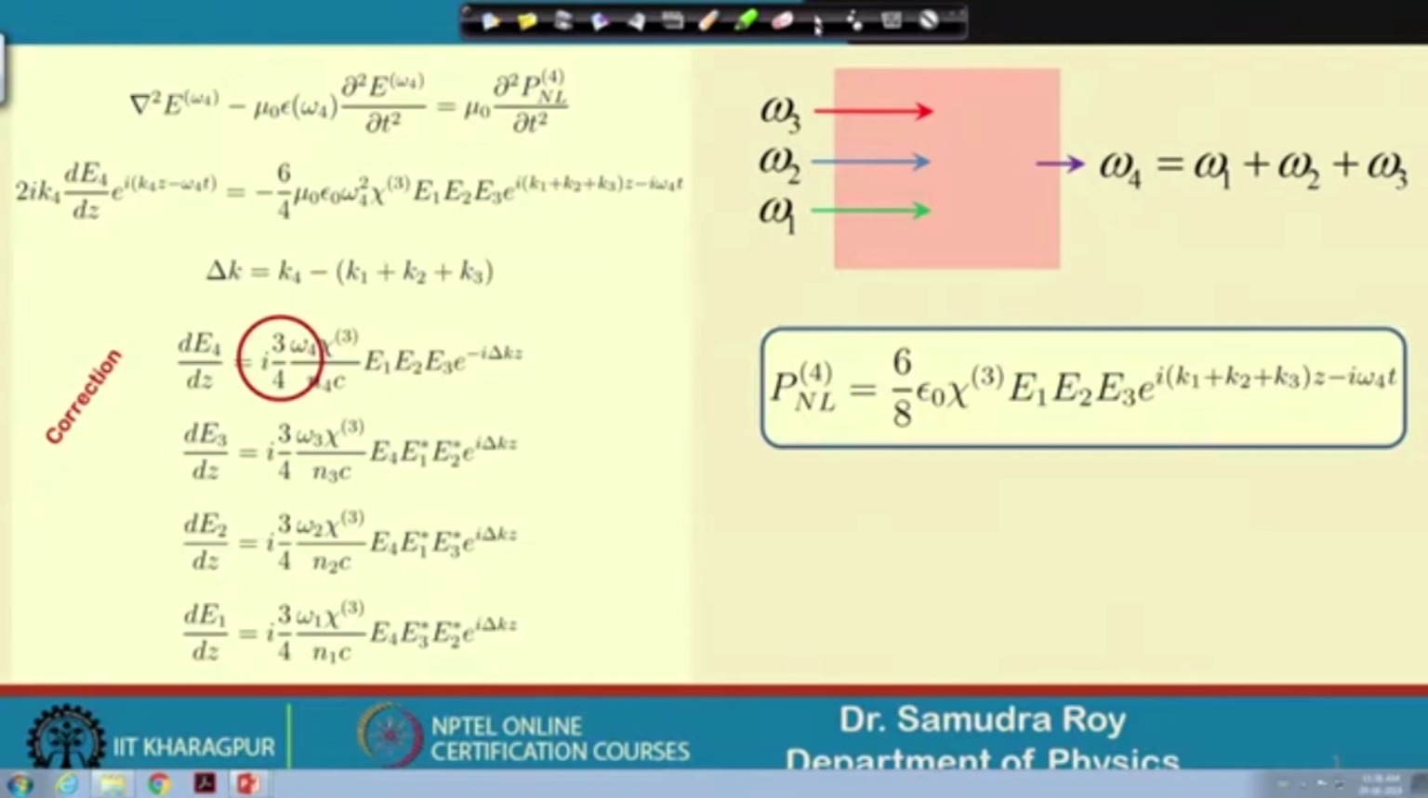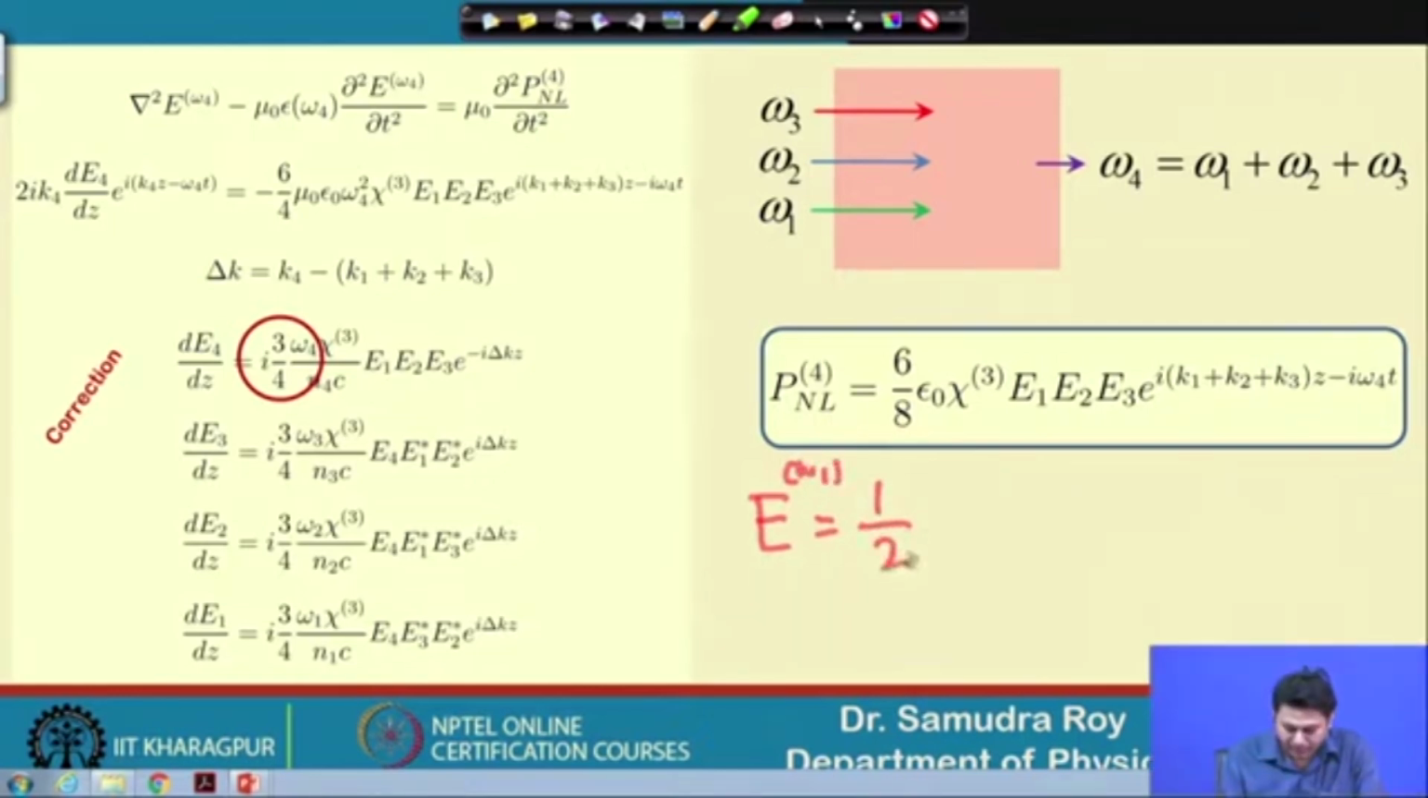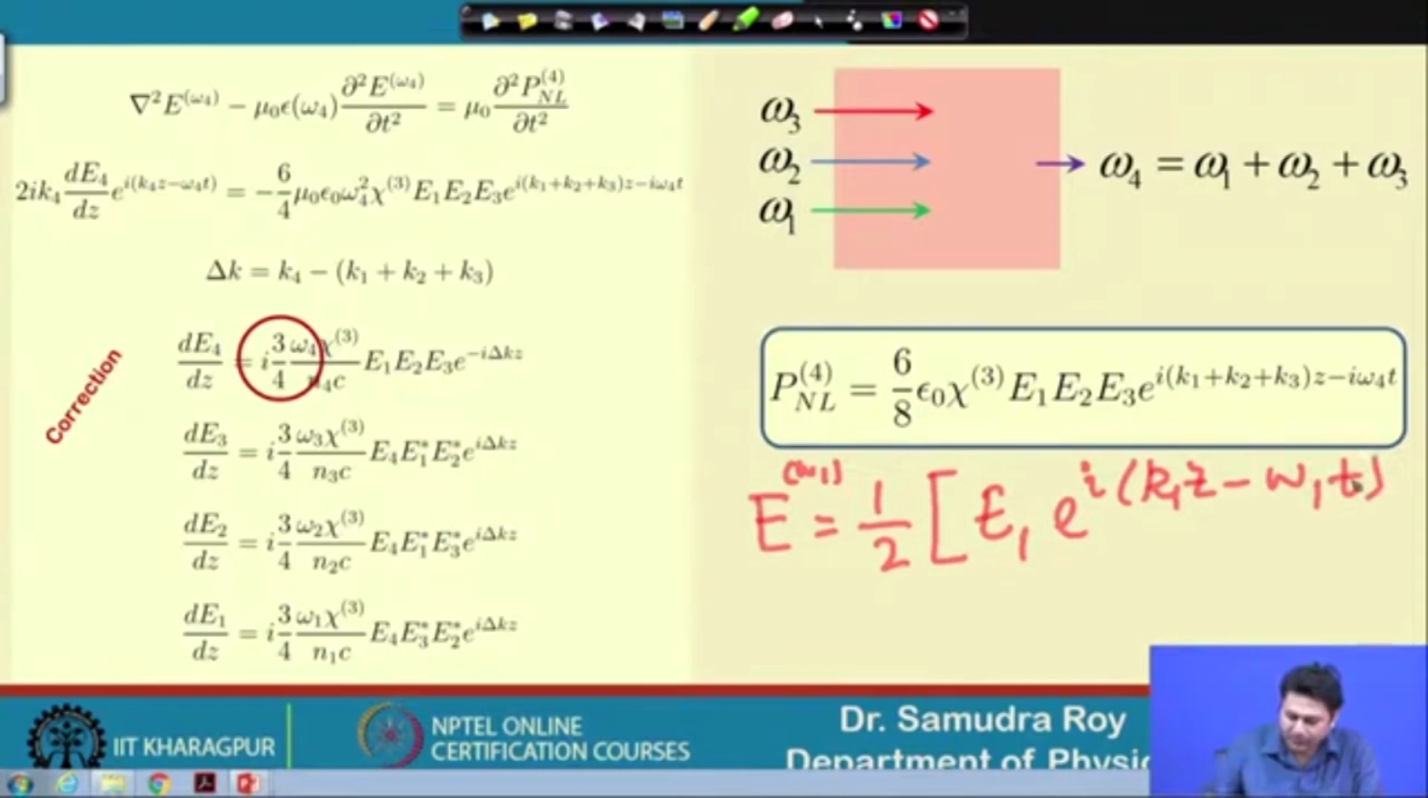Before starting the class, let me once again remind you that according to our notation, the electric field E for a particular frequency omega 1 was represented by half of E1 e to the power i (k1 z minus omega 1 t) plus the complex conjugate of that. Now, in many books the complex conjugate term is not there, and if I want to take the complex conjugate term, then one half term we need to add with that. So, according to our convention, this half term should always be there.